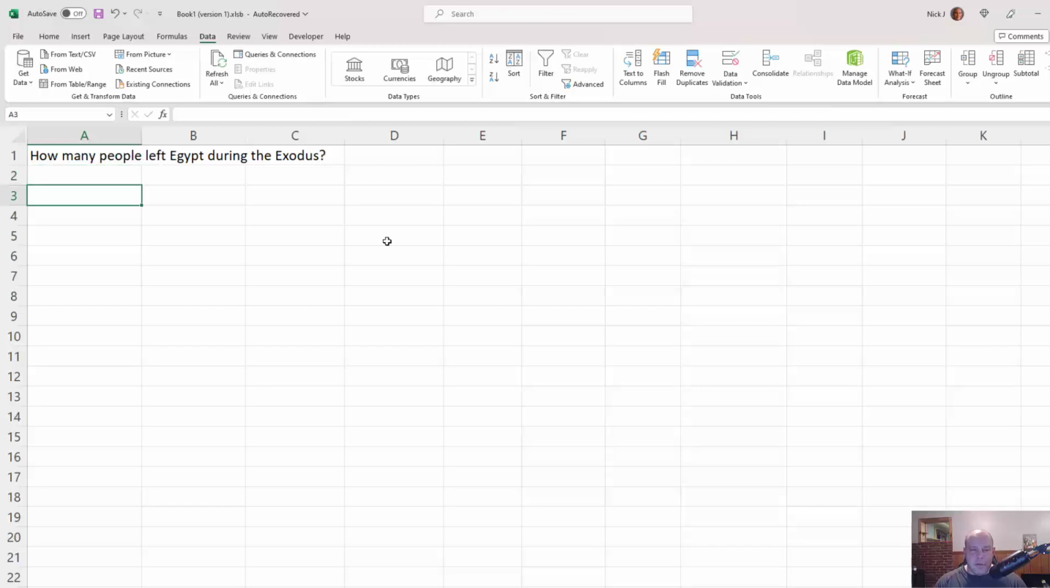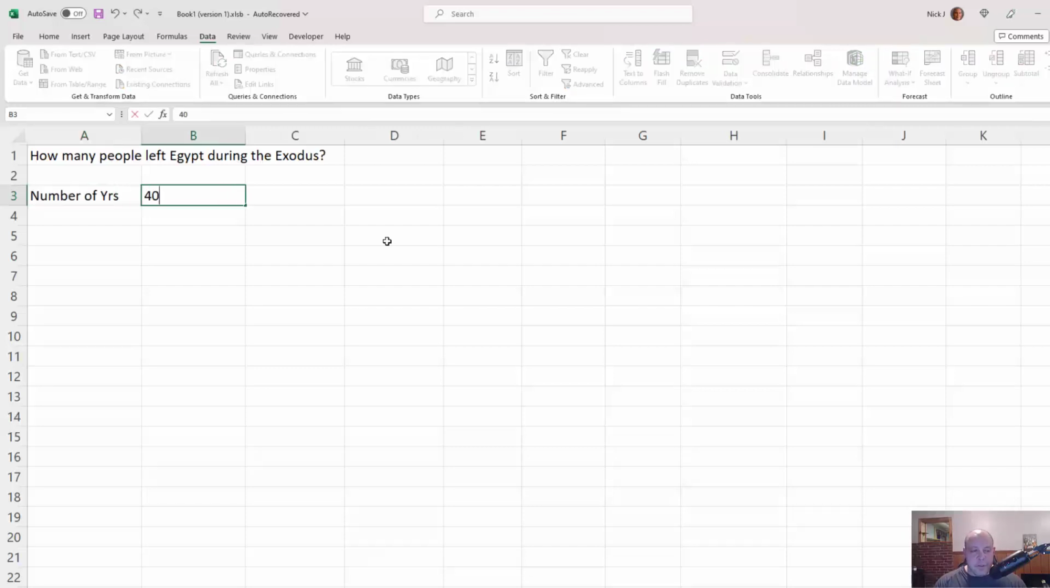So, how do we solve this problem with math, and how do we solve it using a blank spreadsheet? Well, very simply, we have some things that we're given. We're given the number of years in Egypt, and that is 400 years in Egypt.